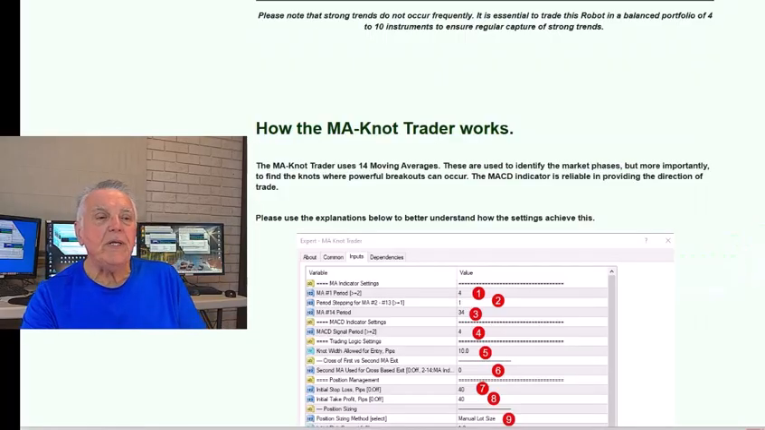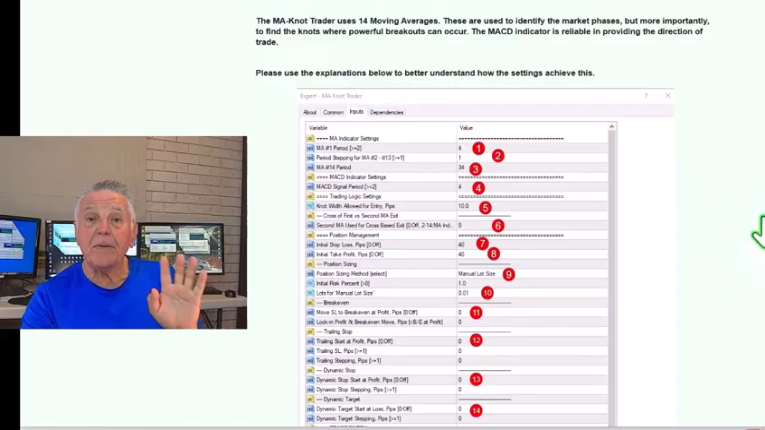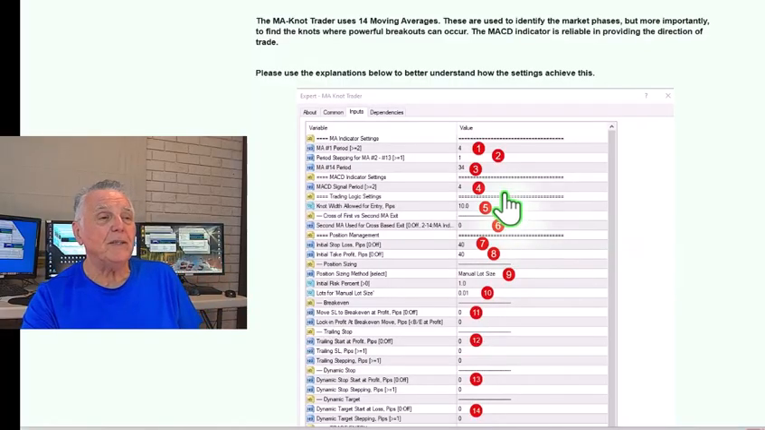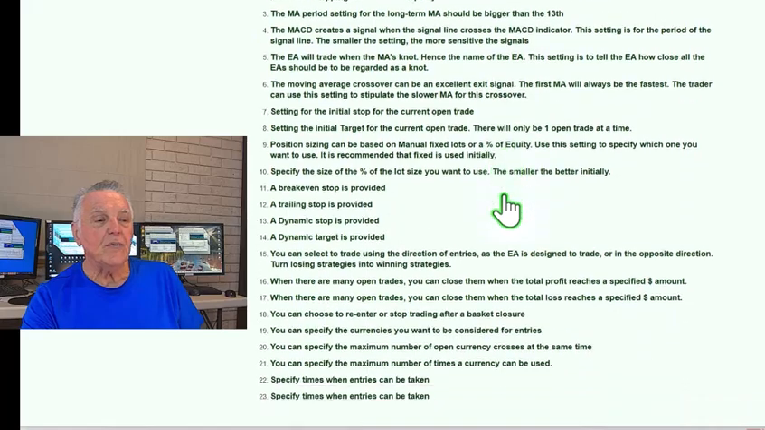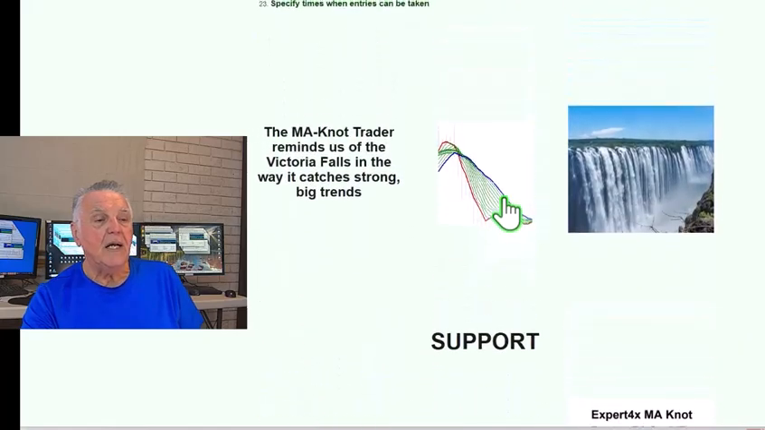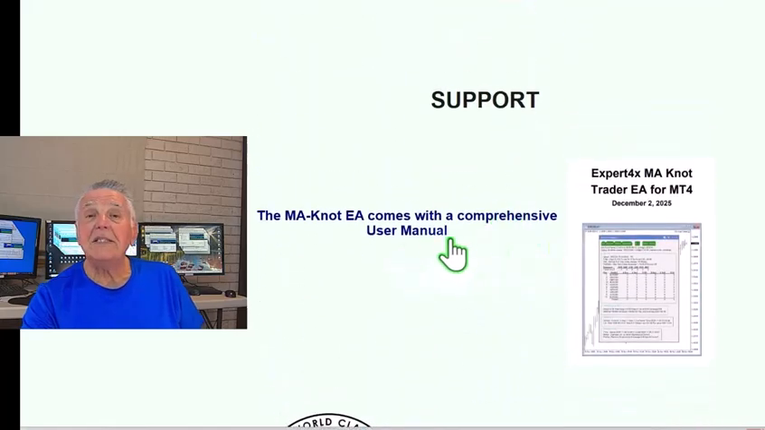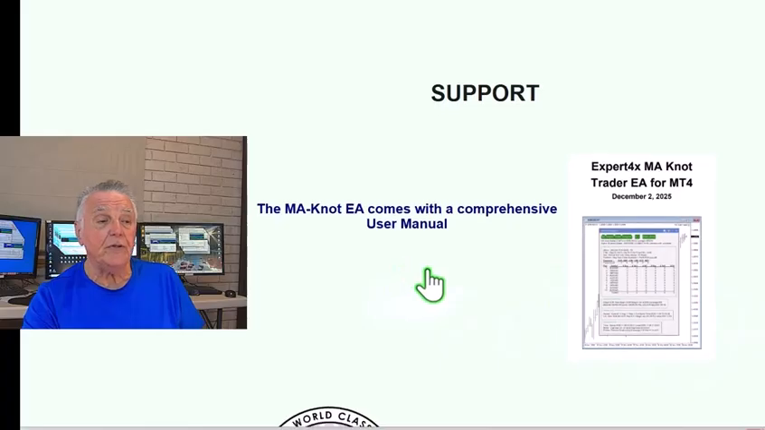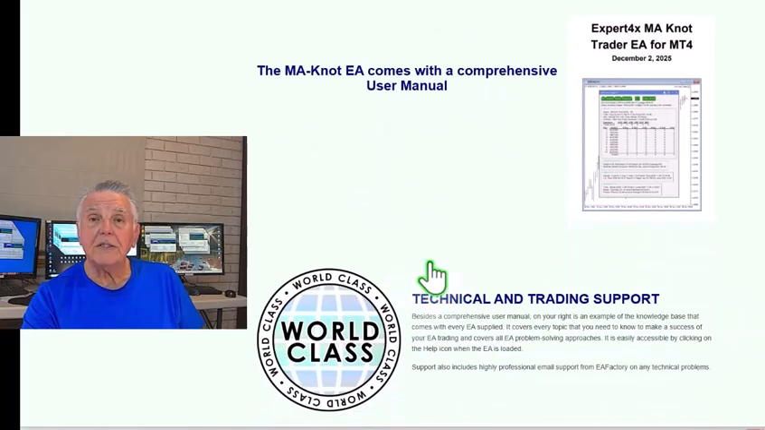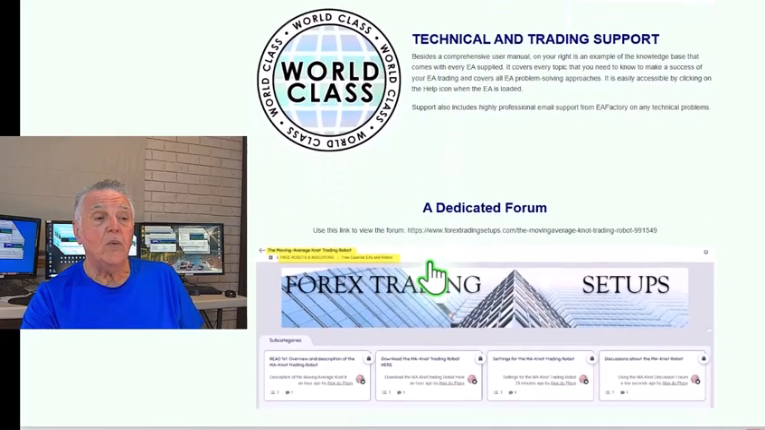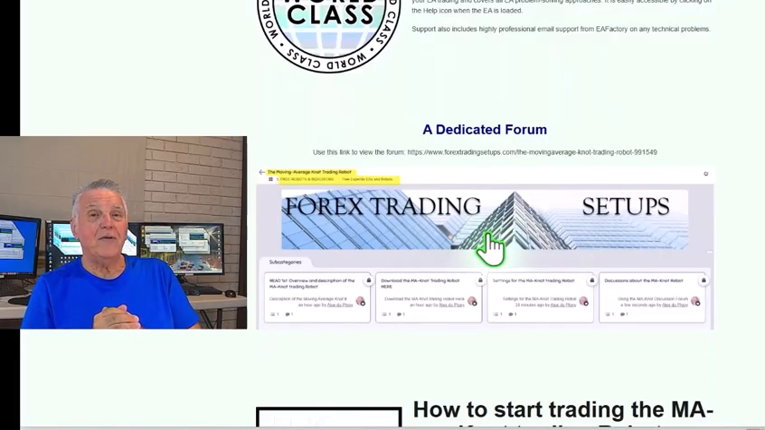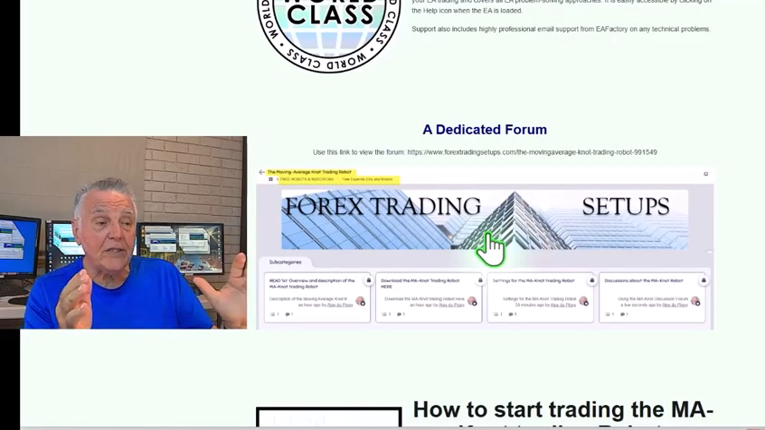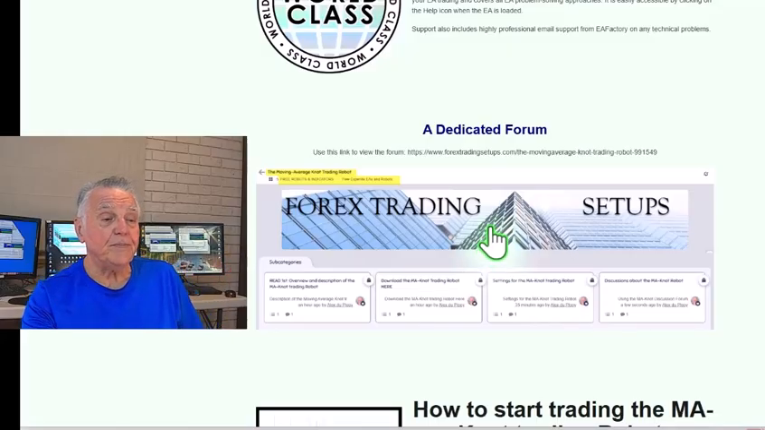So on the page we explain the settings before you purchase, because this is the marketing page. We explain the settings, how they work, and there's also a comprehensive user manual that you can refer to. We've got world-class EA support with a great forum that you can have a look at. And in fact, we're going to have a look at this forum pretty soon.